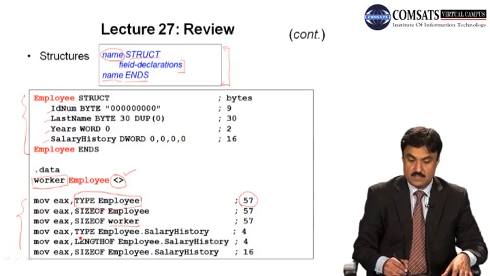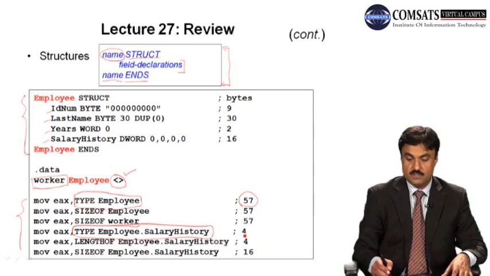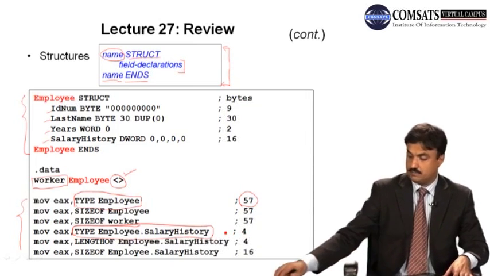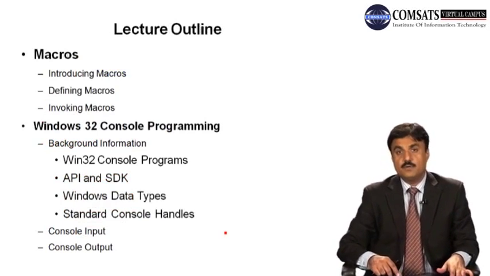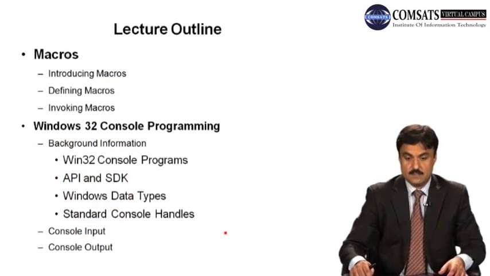And if I want to access a member or a field of this structure, then I can write employee dot salary history and so on, and if I write type, then it will give the type of this member and so on. Now this was a very brief review of our previous lecture.